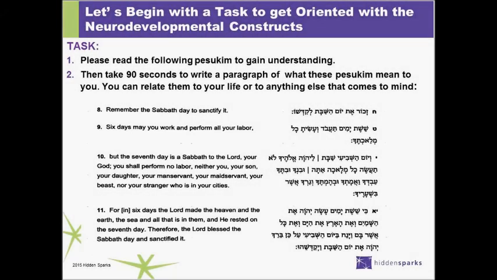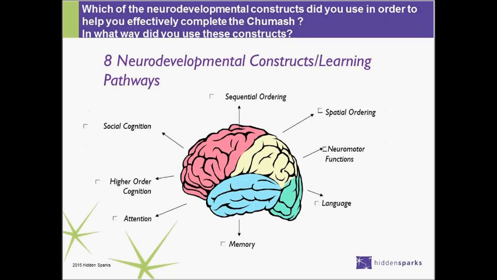So what I'd like us to do right now is take a look at this brain here, which gives us 8 neurodevelopmental constructs, or what we call learning pathways. These are 8 areas that play an important role in all of our learning. Many of you may have seen some of these terms. Some of you may not be familiar with all of the terms. But what I'd like you to do right now is look at the terms and think to yourselves about what you know about these terms.